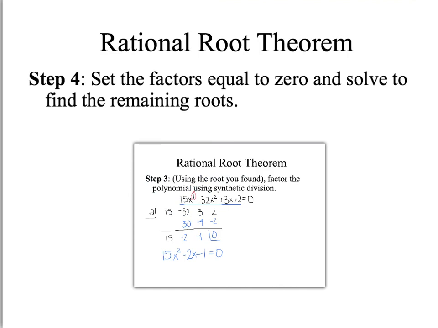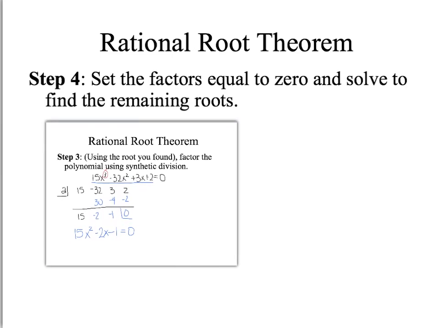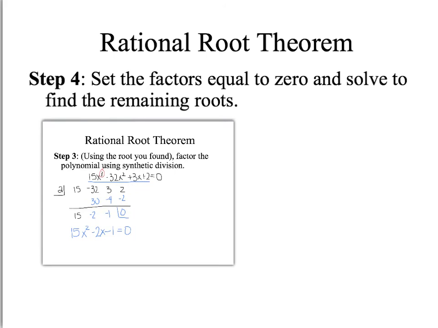Okay, so our last step, step 4. Now we want to set those factors equal to 0 and solve. We're going to solve to find the remaining roots. So remember, when we did synthetic division from step 3, we found the resulting polynomial 15x squared minus 2x minus 1. All right, so that's a quadratic. We might see if this factors, or you could use the quadratic formula. But we're going to have to solve that equation right there. Solving this equation will get us our last two zeros.